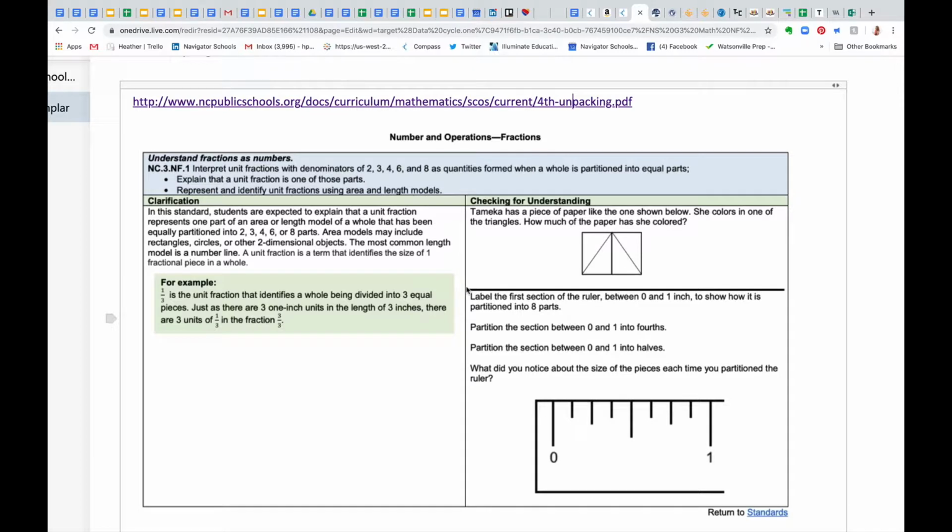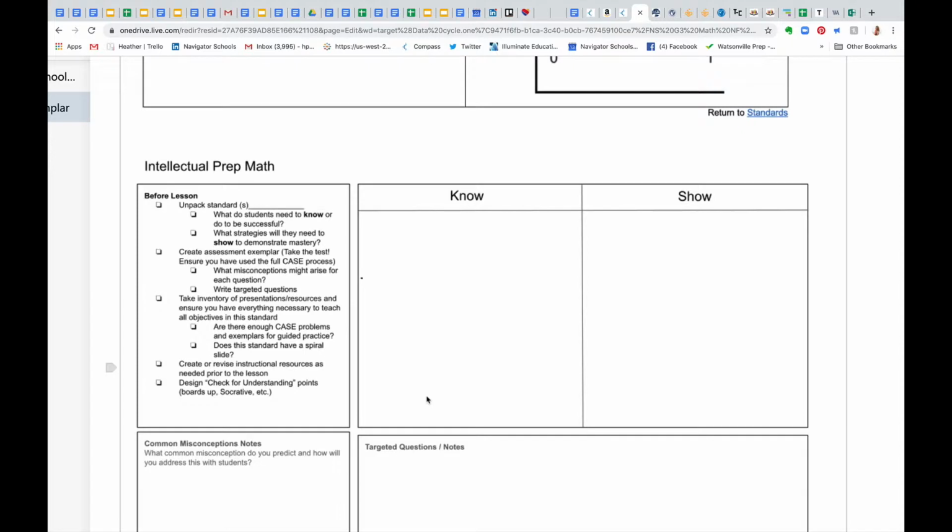Students need to interpret unit fractions with denominators of 2, 3, 4, 6, and 8 as quantities formed when a whole is partitioned into equal parts. Let's take some notes here. They're going to have to know how to partition shapes, specifically with denominators 2, 3, 4, and 6. That ensures that I keep my rigor on par with the Common Core when I'm teaching this standard.